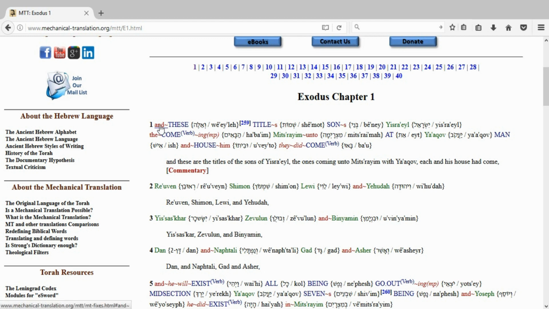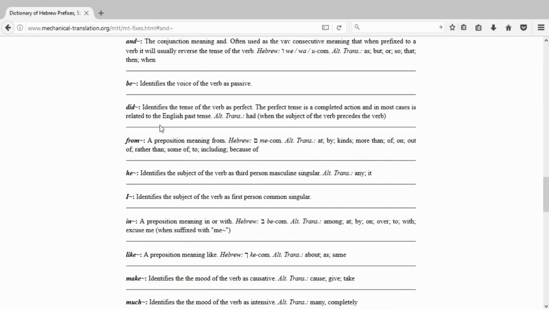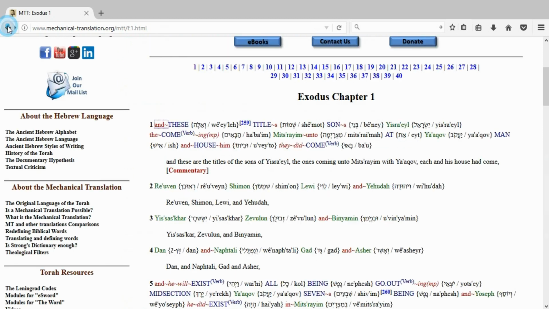So if we click on "and," we're taken to the dictionary for prefixes, suffixes, and infixes. And here we have "and." It gives you a definition of what this means in the Hebrew language. Then it tells you what the Hebrew is, which is this letter vav. That's the prefix. And this means that it's common, it's not masculine or feminine. Alternate translations for this word are as, but, or, so, that, then, when. To go back, we hit the back arrow in the browser.